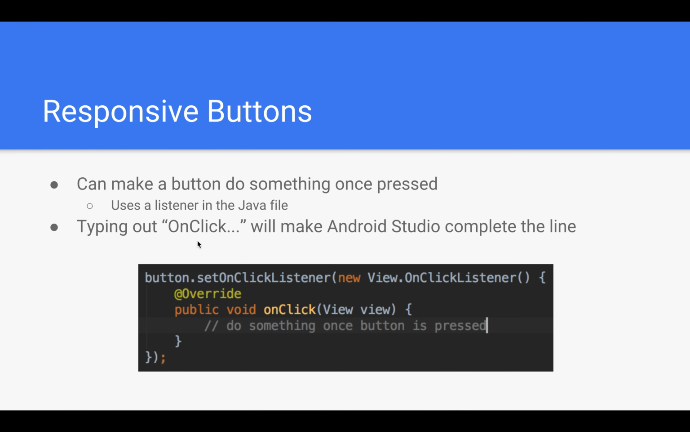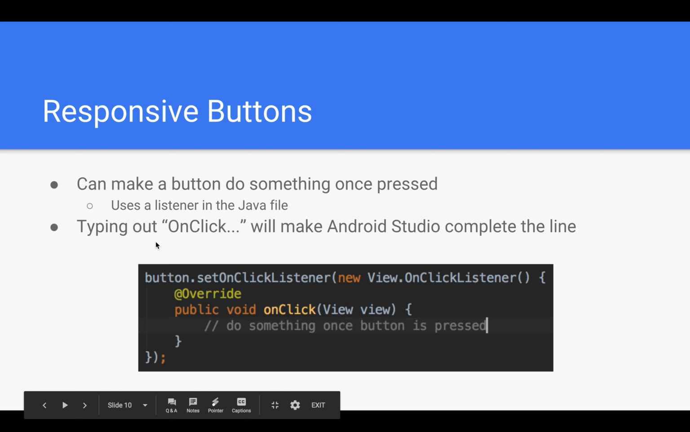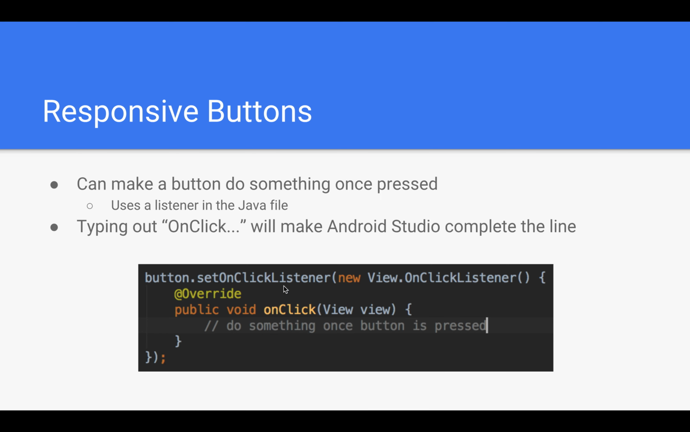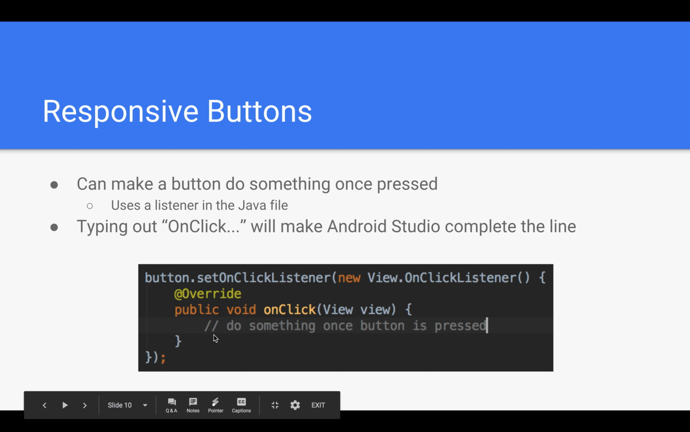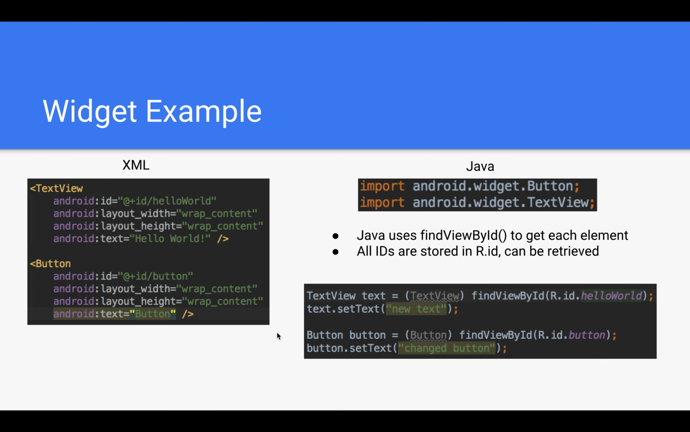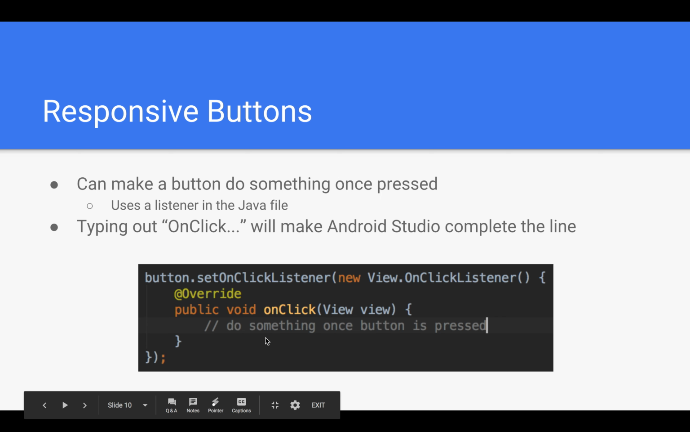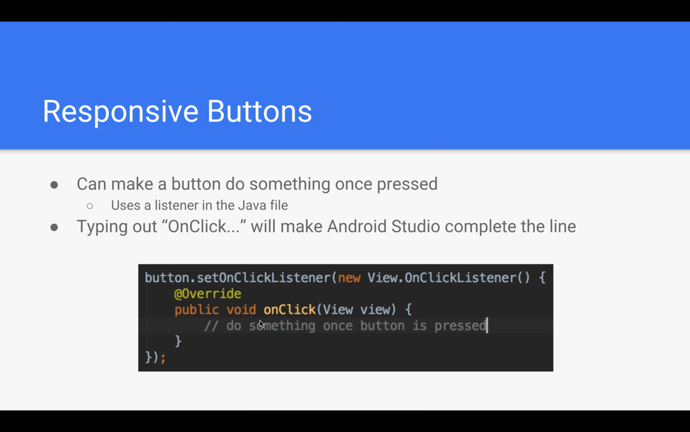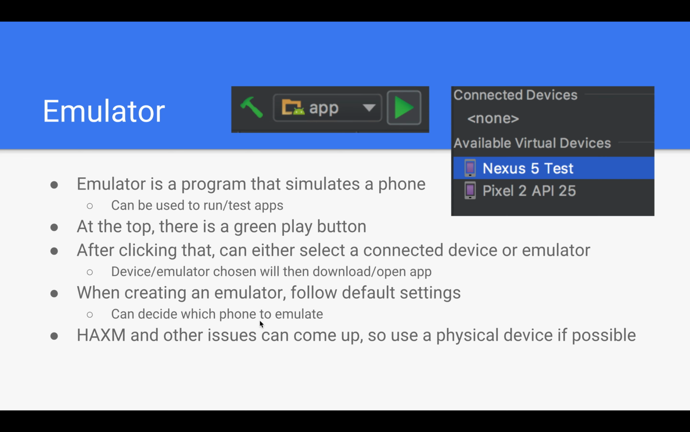So this is another thing, making responsive buttons. Normally we want to do something when a button is pressed. So using a listener in the Java file, essentially this syntax will allow you to do something when the button is pressed. So say I wanted to make text appear, then in this on click I would have a text view, like here we can see text.setText. I would just have it set text to something else, and then that would make that text appear on the screen when I click that button.